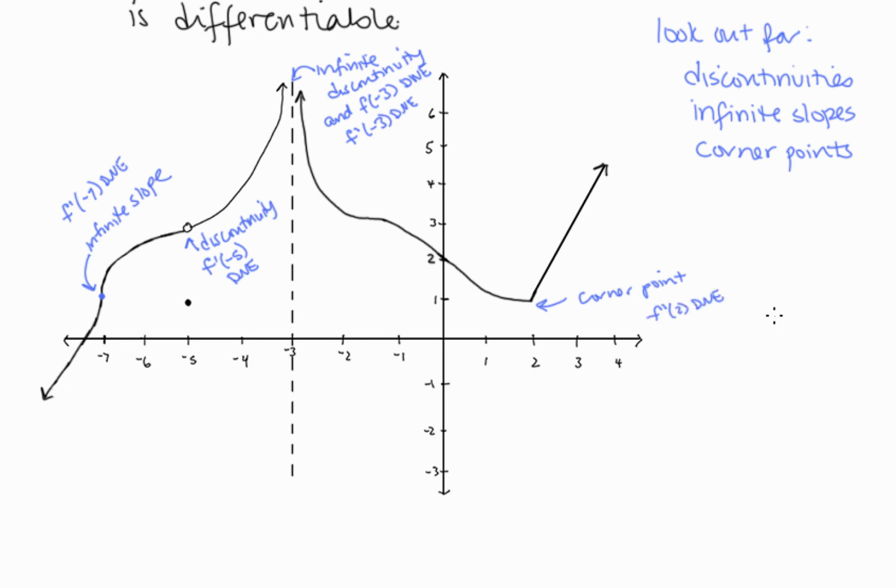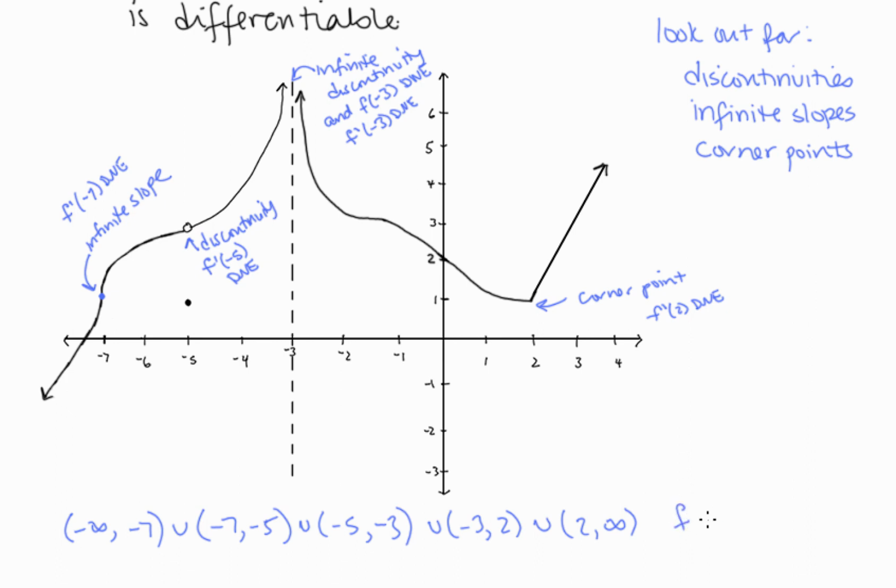So we're asked to state the intervals on which the function is differentiable. So let's start at -infinity. And we're going to -7, open on -7, union -7 to -5, union -5 to -3, union -3 to 2, union 2 to infinity.